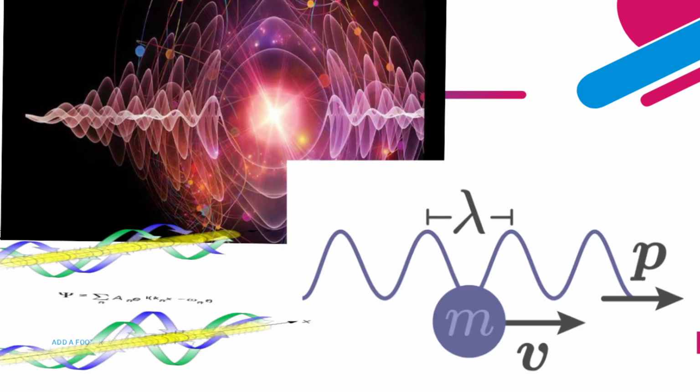Here is a diagram that shows the matter wave and the wave which has frequency, velocity and mass. It's all shown here.